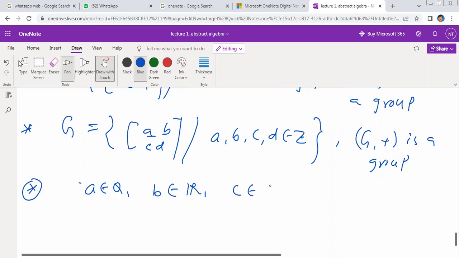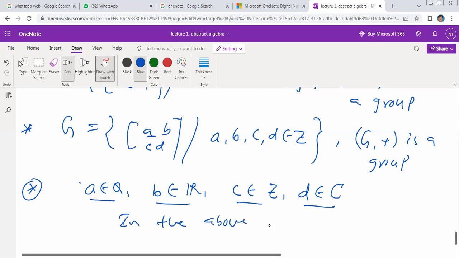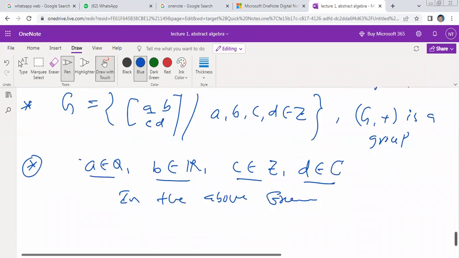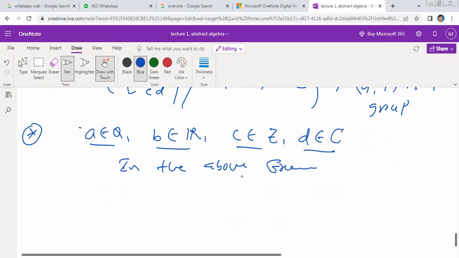C is a member in Z. D is a member in the complex numbers. Same setup: A belongs to Q, B belongs to R, C belongs to Z, D belongs to C. In the above example, my question is, does it form a group? Yes, with addition it forms a group. G comma plus forms a group? Yes sir, it forms a group.